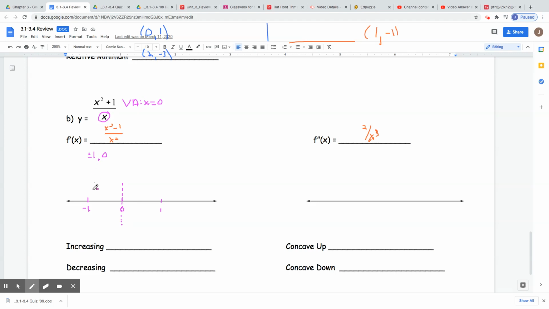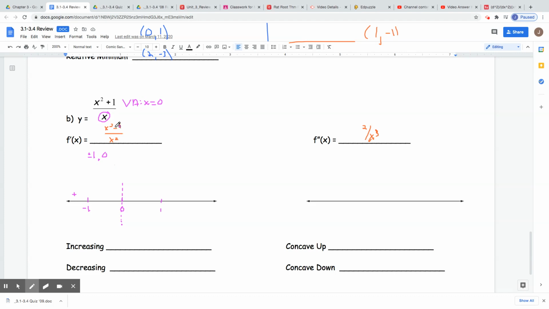Then I plug each of these test values back into the derivative. So negative 2. Notice everything on the bottom is going to be positive, it does not matter what I plug in. So you just have to plug into the top. Negative 2 squared is 4, 4 minus 1 is positive, and positive over positive is positive.